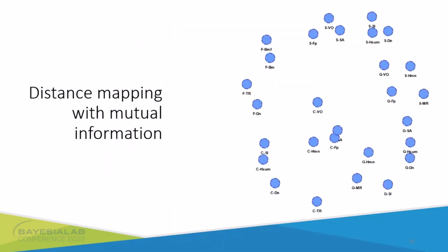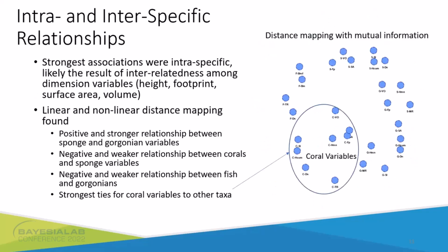We also distance mapped with mutual information. So this is a nonlinear measurement of the sensitivity of the nodes to one another. So the distance mapping is based on the strength of the relationships between the nodes. And so stronger nodes are closer to each other, and ones that have a weaker relationship are further apart. And we saw a similar pattern as we saw with the Pearson's, with the different taxa grouping with one another. Another interesting thing we saw was that the coral variables tended to be centered a bit more with the mutual information, indicating that they might have more connections with other taxa than the other taxa-specific nodes.